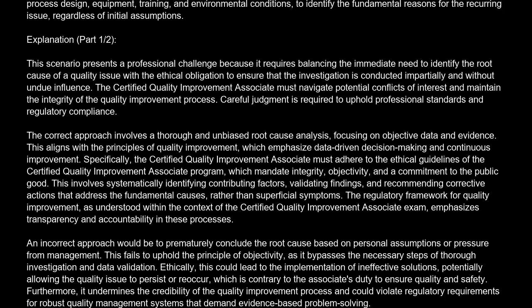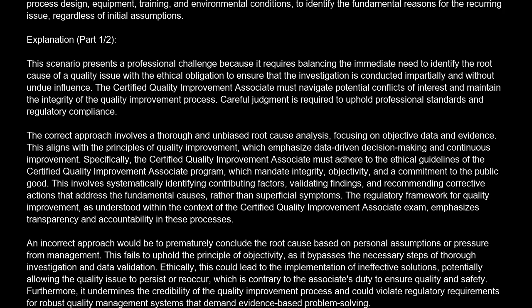Explanation. This scenario presents a professional challenge because it requires balancing the immediate need to identify the root cause of a quality issue with the ethical obligation to ensure that the investigation is conducted impartially and without undue influence. The Certified Quality Improvement Associate must navigate potential conflicts of interest and maintain the integrity of the quality improvement process. Careful judgment is required to uphold professional standards and regulatory compliance.